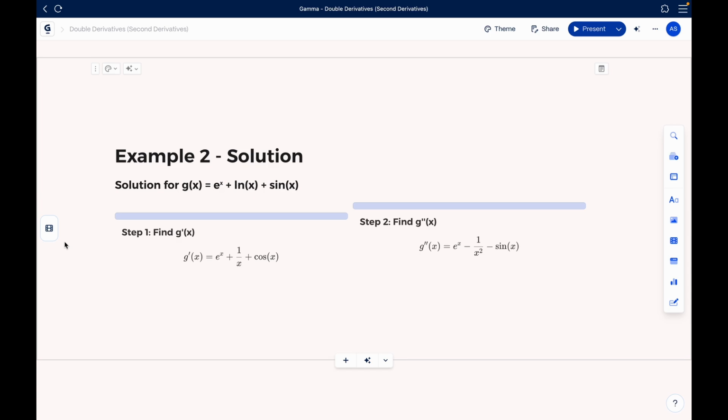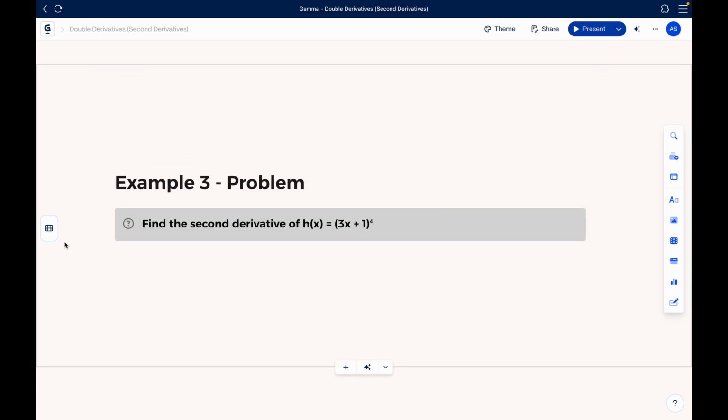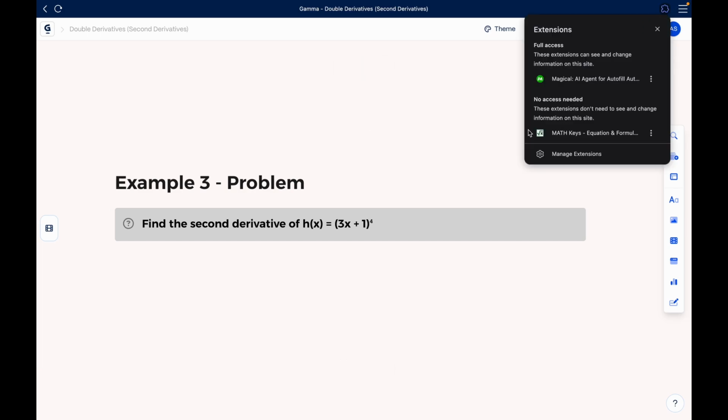But it's a good idea to do it because, let's say you get the answer wrong, you'll know where you got it wrong and you can redo it, because the best way of learning is by doing. Then the final problem for today is to find the second derivative of h of x is equal to 3x plus 1, all to the power of 4.